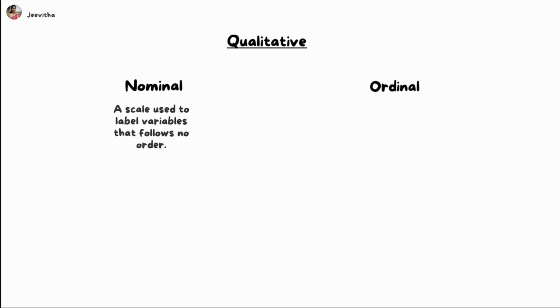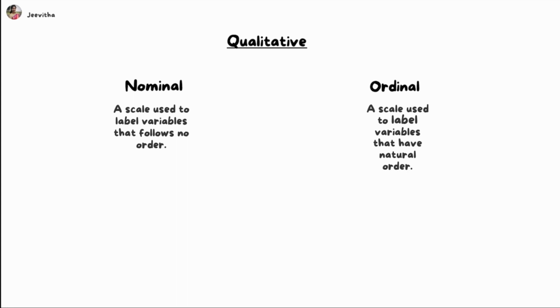Qualitative is divided into two different types. One is nominal. Nominal is a scale which is used to label variables that follow no order. Even this comes under text kind of data, but it doesn't follow any order. There is no natural order for this nominal data. And what is ordinal? In the name itself, we can see that ordinal follows an order. It's a scale used to label variables that have a natural order.